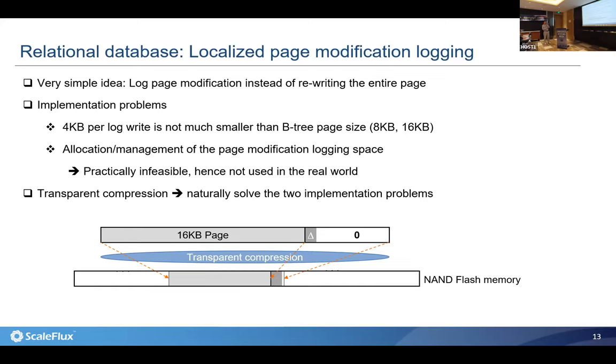The idea is that we expand our LBA space and use an additional 4K logging space for each data page. So now, if the original data page size is 16K, it will be expanded to 20K, and we use the additional 4K to store the modifications. We call these modifications deltas. The deltas are recorded in the logging space, and the unused part in the logging space will be padded with zero. Since we have built-in transparent compression, this padded zero will be almost compressed away, so they will not consume much physical space as we expected.